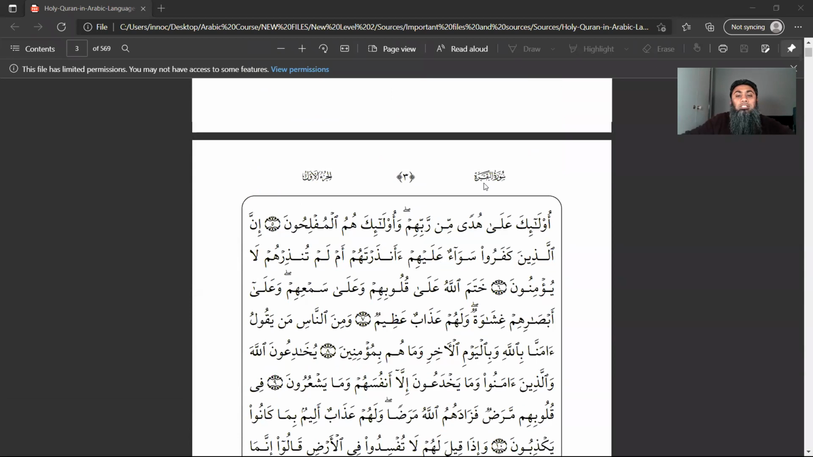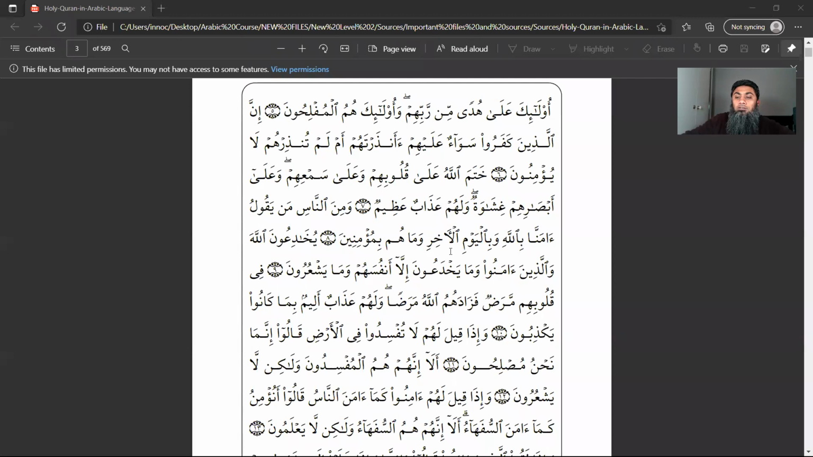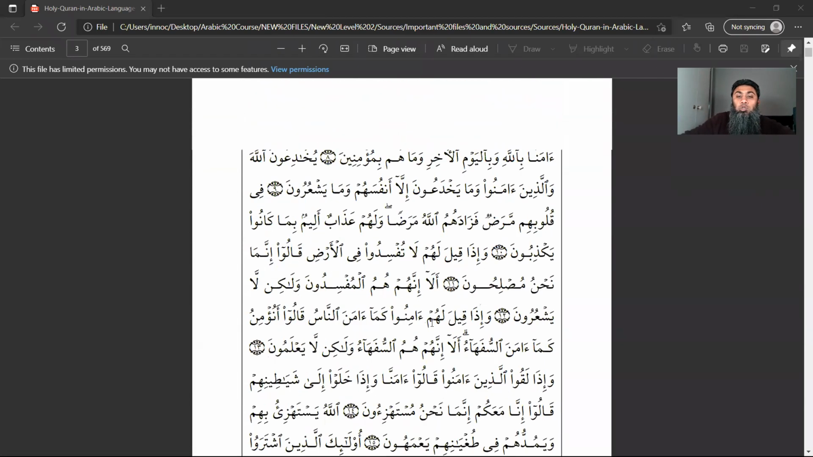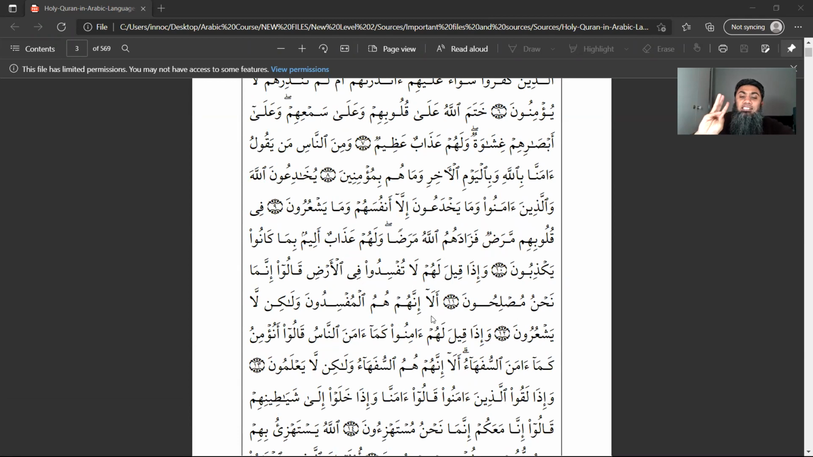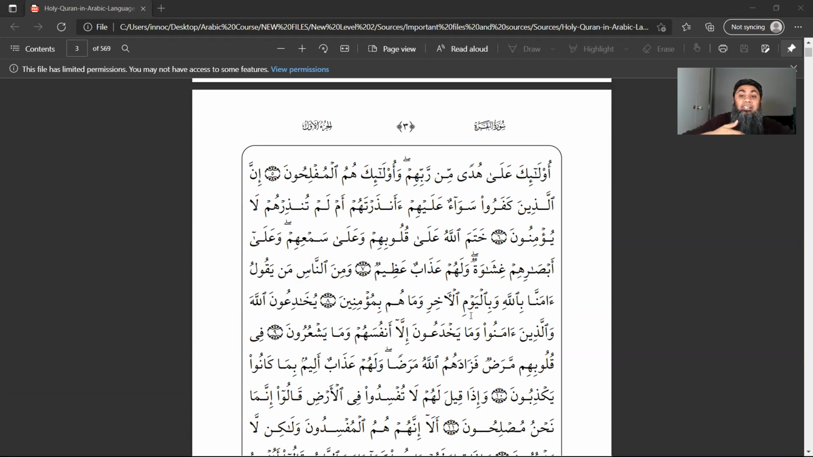Your job is, from page number 2, which starts from ulaika ala hudam, this page 2 of Surah Al-Baqarah, you only need to find me 3 jumlatul mawsula from this page. That's all your assignment. It may have maybe 10, but you only give me 3. I just want to make sure that you understand the concept of jumlatul mawsula. If you want to go for more than 3, go for it, but minimum, please find me 3. If there is any question, you can ask me. Otherwise, we are done for today, inshallah.